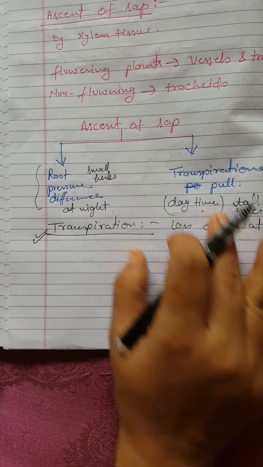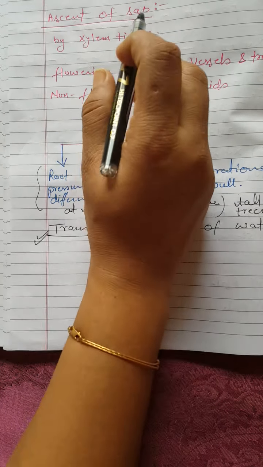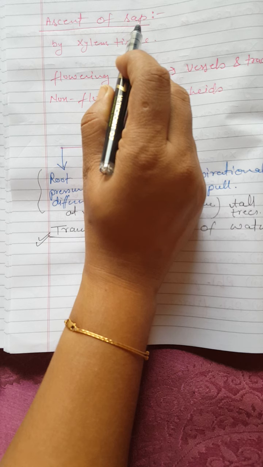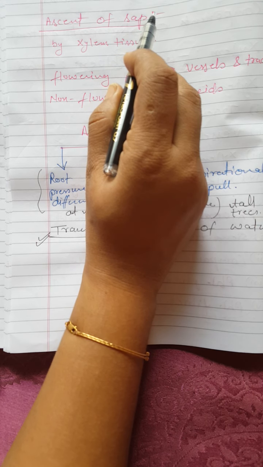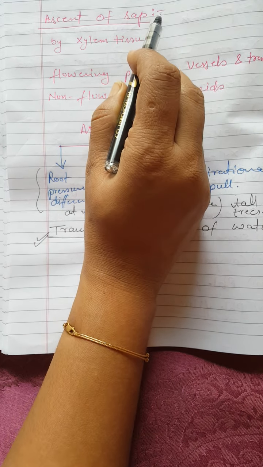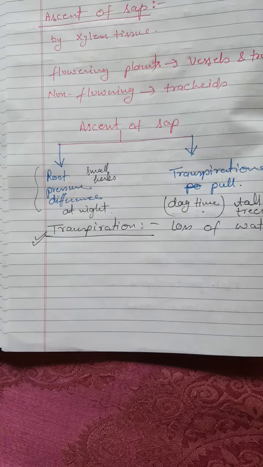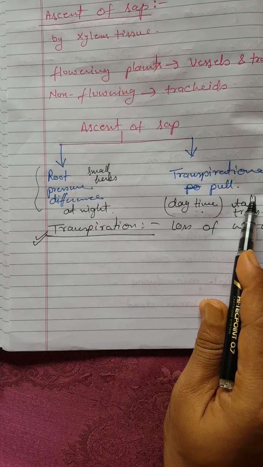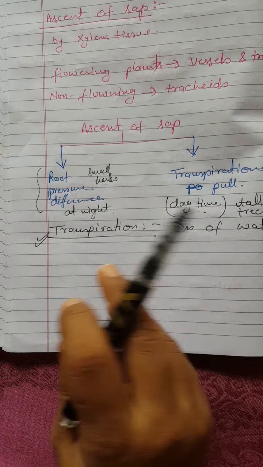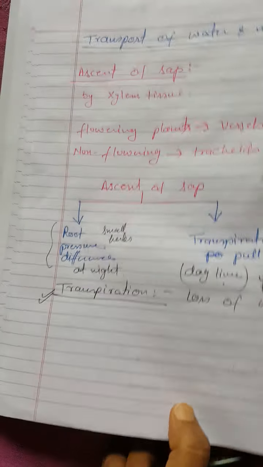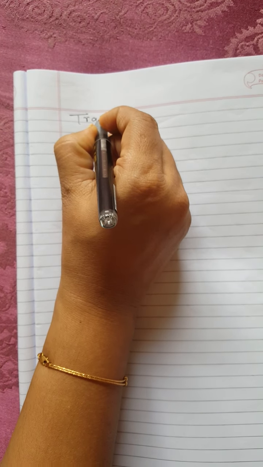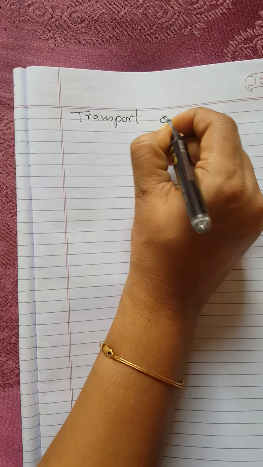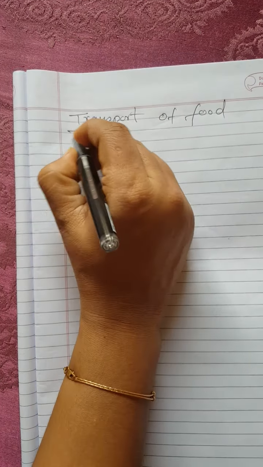So I hope you have understood ascent of sap. Ascent of sap means the transportation of minerals, dissolved minerals and water from root to different aerial parts of the plants, and this occurs because of root pressure difference and because of transpirational pull. Both things occur against gravity. Now I am going to explain about transport of food and other substances. Transport of food in plants.